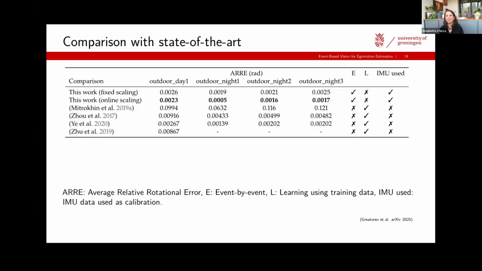All other models rely on learning. Ours doesn't, which in this case, I would say is an advantage. So you don't need any data. You can plug in your system and have it working without requiring data sets and without requiring learning. And of course, the other big difference is that we do complement the IMU instead of replacing it. This is the only algorithm in the table that uses the IMU within the algorithm.